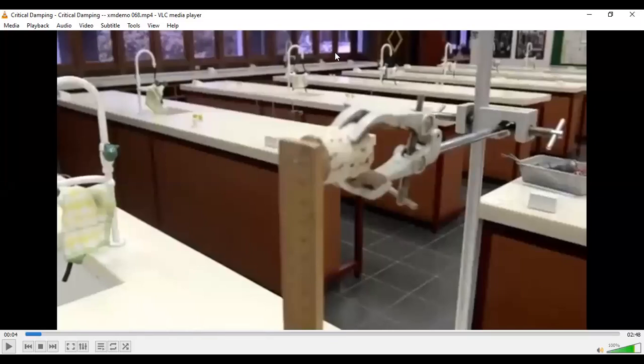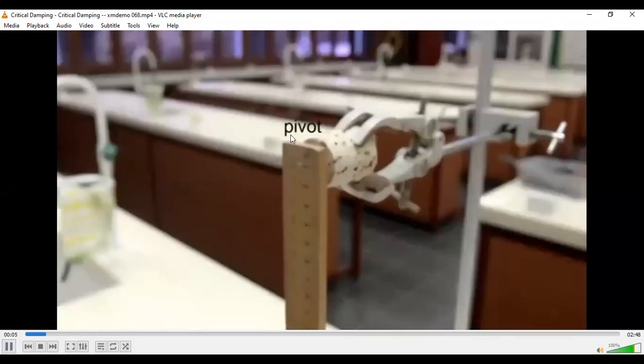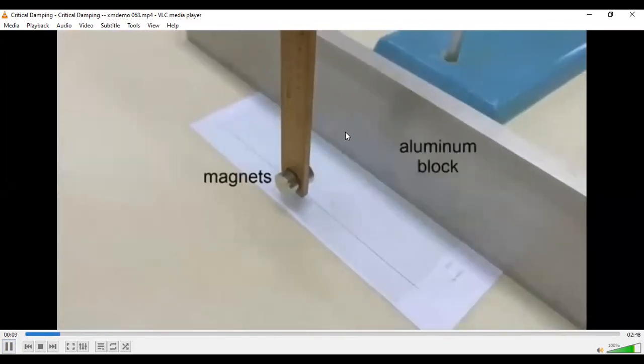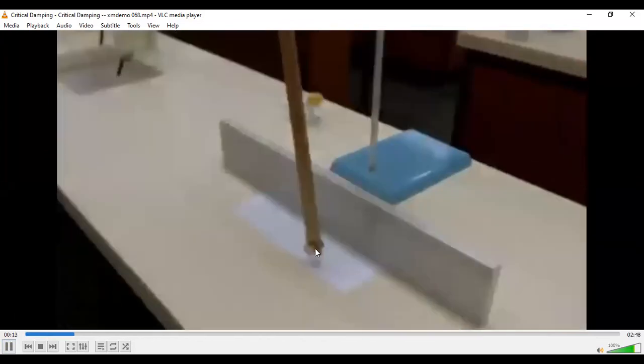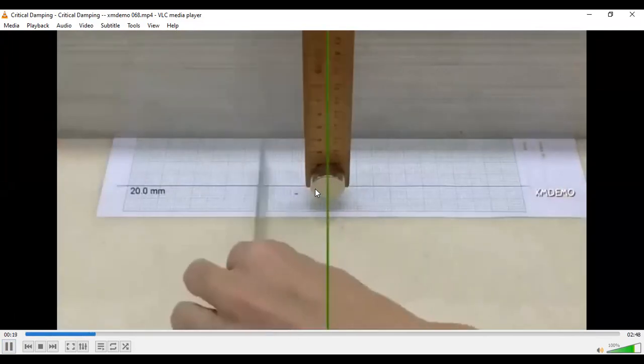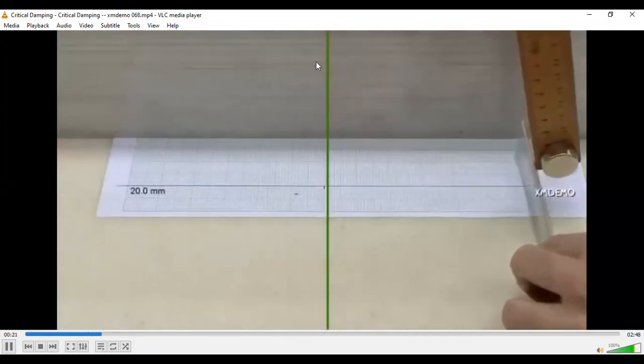Now you see, in a lab, an apparatus is arranged. This is the pivot of the apparatus, and it is mounted on a freely moving object, and you can see the two magnets there. When it is vibrated, it vibrates like a simple pendulum. And this aluminum sheet.